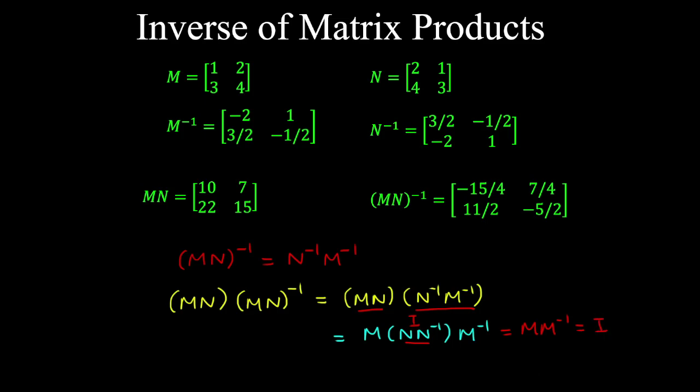And we can show why this works with an example. So we have the matrix M and the matrix N, and I encourage you to verify that this is the inverse of M and this matrix is the inverse of N. We're using the previous method that we used for inverting 2 by 2 matrices. And we've also calculated the product of M and N, and then calculated its inverse.